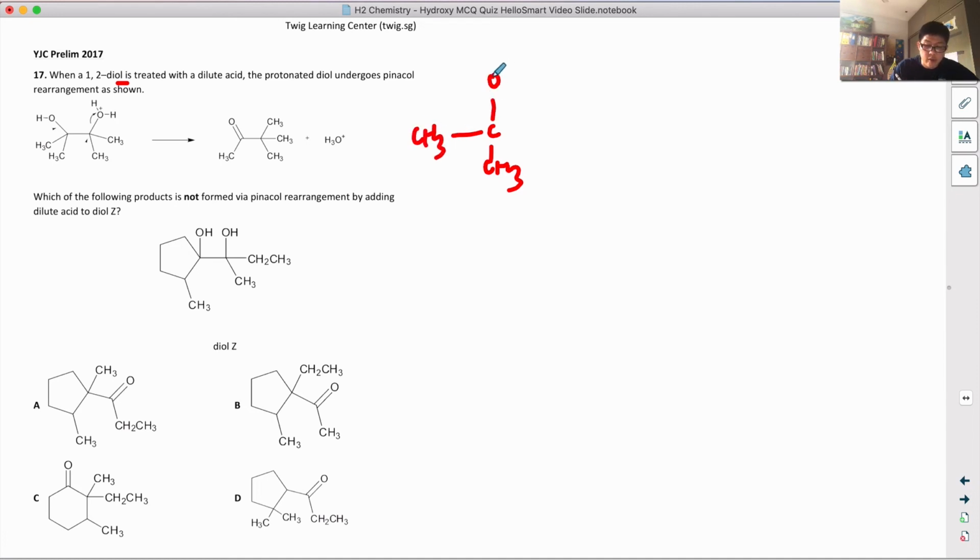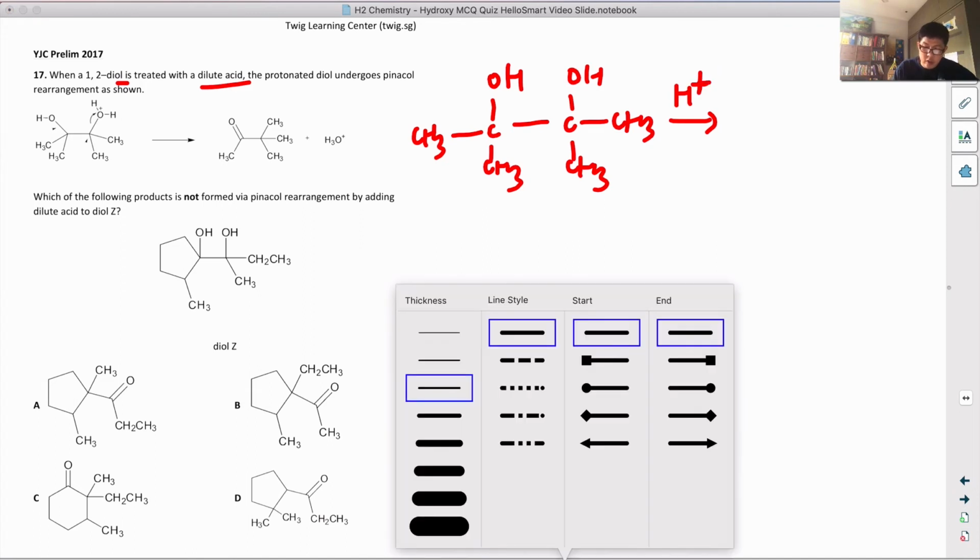Okay, you started with a diol here. So in the presence of acid, in the presence of dilute acid, they say this is what happens. I put an H plus over here first. Let me just change it a bit.